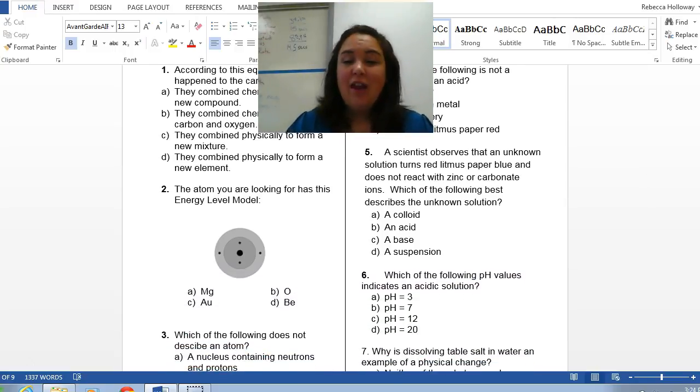Number 5. A scientist observes that an unknown solution turns red litmus paper blue and does not react with zinc or carbonate ions. Which of the following best describes the unknown solution? A, a colloid, B, an acid, C, a base, or D, a suspension. The scientist observes that an unknown solution turns red litmus paper blue and does not react with zinc or carbonate ions. Which of the following best describes the unknown solution?